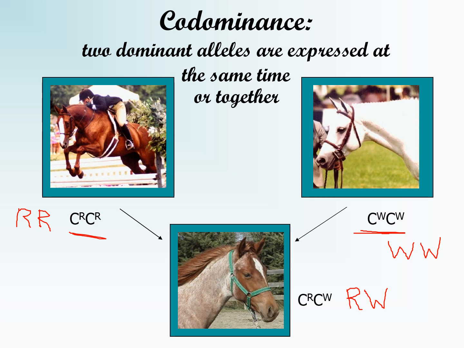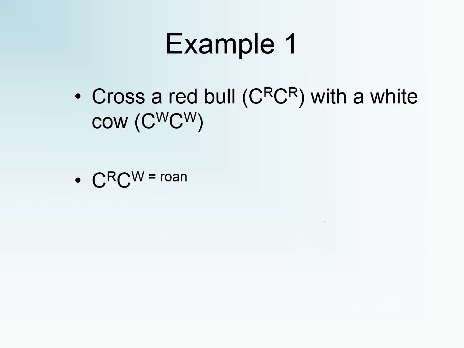Sometimes you'll see it written like this, where the alleles are written as superscripts, and the C right here just represents the gene, the gene for color, and the different alleles are written up here as superscripts. So you might see it both ways. It still means the same.